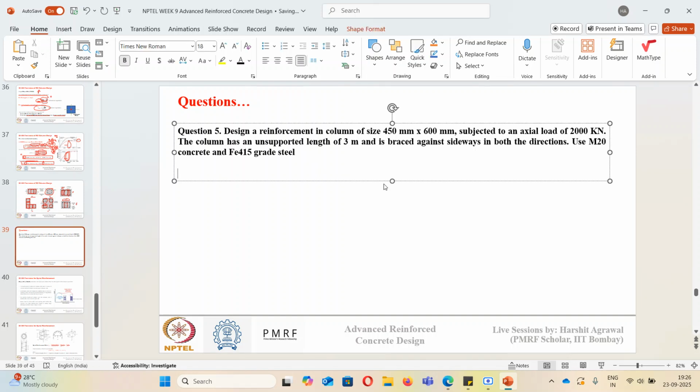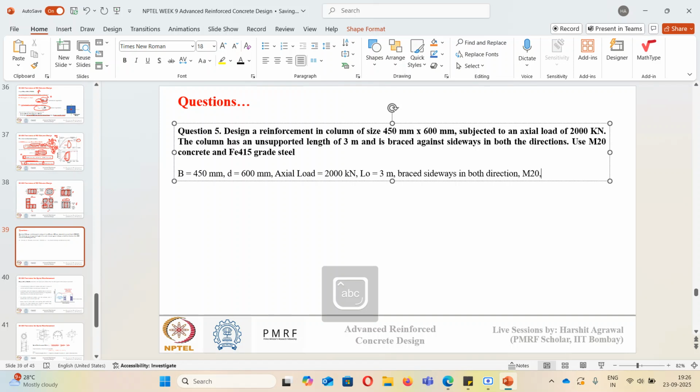Okay, so we know the value of B, it is 450 mm. We know the value of D is 600 mm. Axial load is 2000 kilonewton. L naught value is given to us as 3 meter, and it is braced sideways in both directions. Okay, so it is a braced frame that we know.